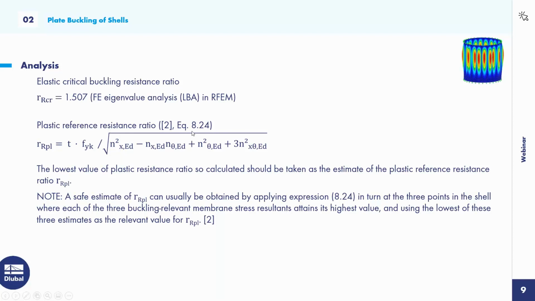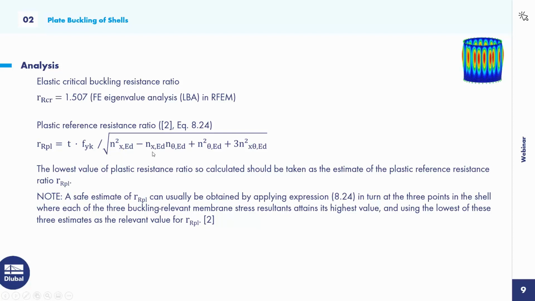Then we see equation 8.24. If it is not possible to do an MNA calculation, it's allowed to derive the plastic reference resistance from a linear shell analysis. That's the text from the code.